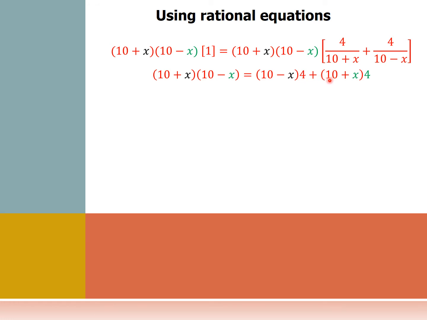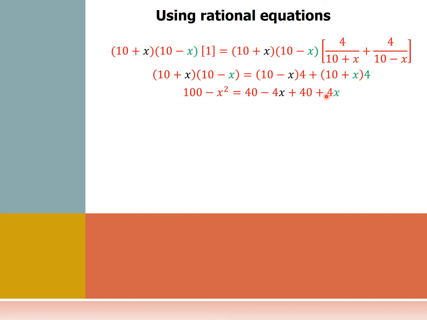Now distribute 4 for both sides, here and here. Here is the difference of squares. You remember this? When we have 10 plus x times 10 minus x, it means we have 10 squared minus x squared. 10 squared is 100. And here we have 4 times 10 minus 4x, so we have 40 minus 4x. And here we have 4 times 10, 40 plus 4x.